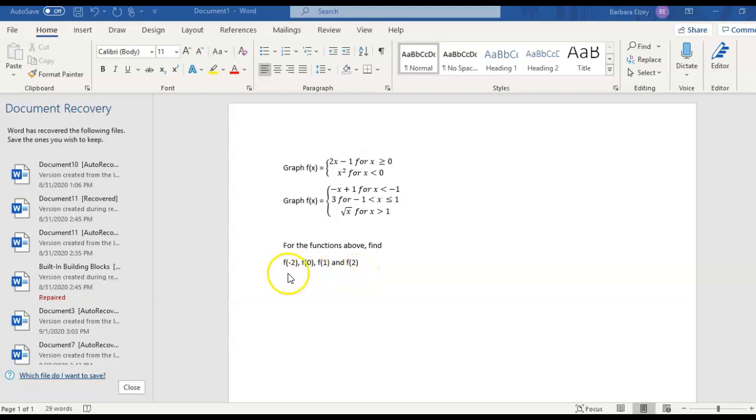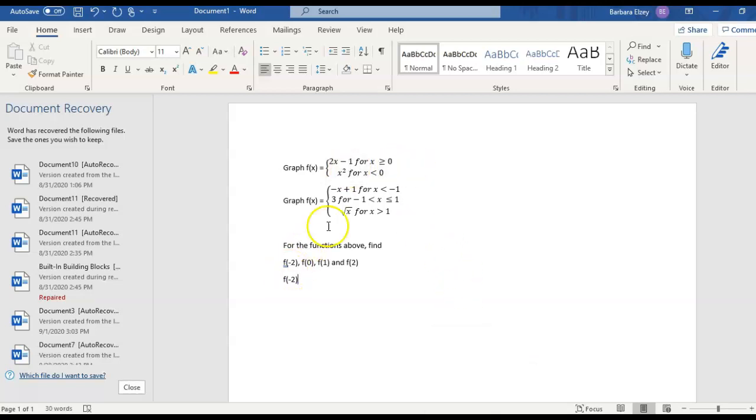Now recall before, whenever we had to find functional notation, we just plugged in whatever was in our parentheses here into the x value of our function. Here, however, we have to be more careful. We have to choose the proper piece to put it into. All right, so let's start with f of -2 in the very first function.